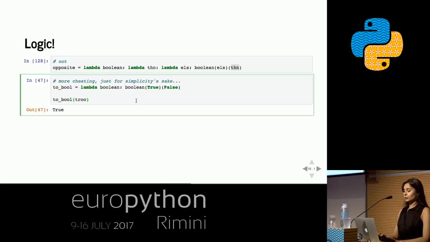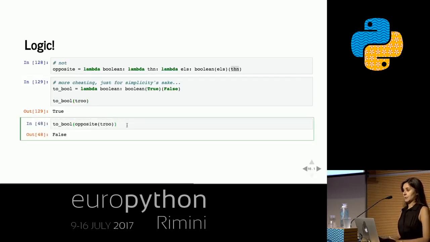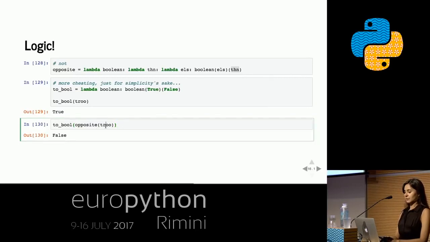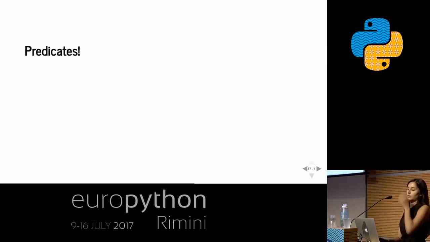If I convert true to a Boolean, I should get true. Okay. And if I convert the opposite of true to a Boolean, I should get false. Ooh, that worked, but let's make sure. If I convert the opposite of false, I should get, yay! Okay, logic, step 1. But we need more logic. Oh, no, we'll get to more logic in a second.